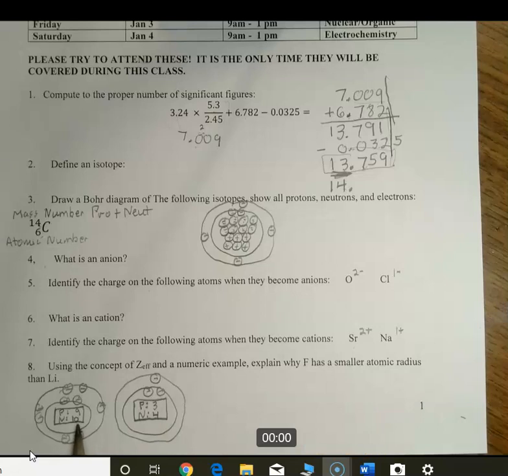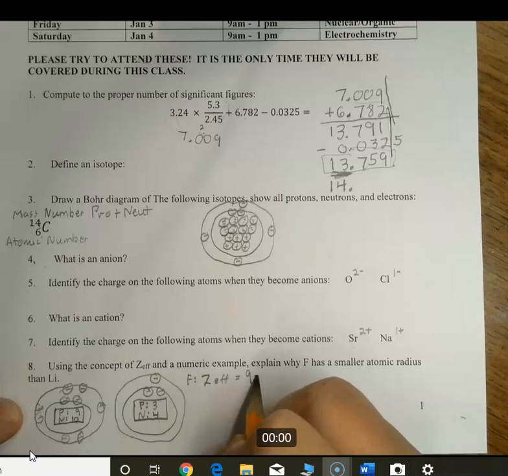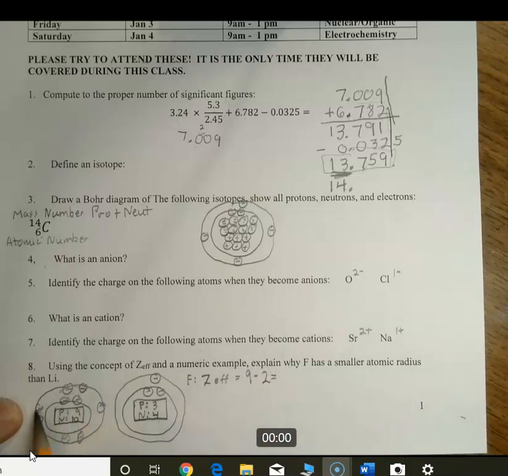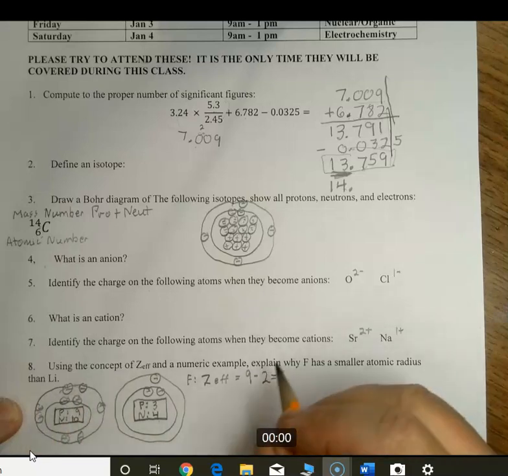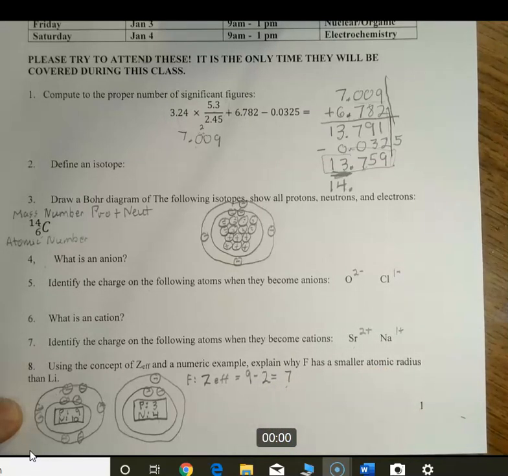So fluorine has a lot more protons, neutrons, and electrons than lithium does, but why is it smaller? The Z effective for fluorine is the number of protons, which is 9, minus the number of core electrons, which is 2. So that means all of the 7 electrons in the second orbital of fluorine feel as though they're being pulled on by 7 protons, because that's the Z effective for fluorine.